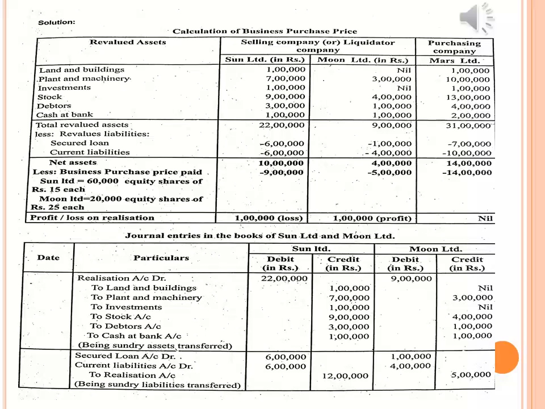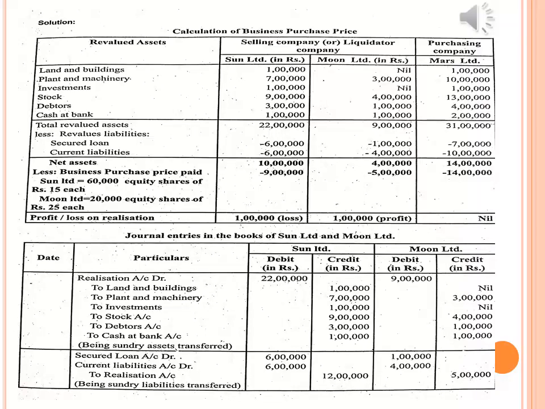Now we have to use whatever is given in the question: 25 rupees for Moon Limited and 15 rupees for Sun Limited. So Sun Limited's 60,000 shares into 15 works out to 9 lakhs. In the same way, Moon Limited's 20,000 shares into 25 rupees will give you 5 lakh. Substitute that in the purchase consideration: 9 lakh plus 5 lakh gives you 14 lakh. The purchase consideration is now satisfied.